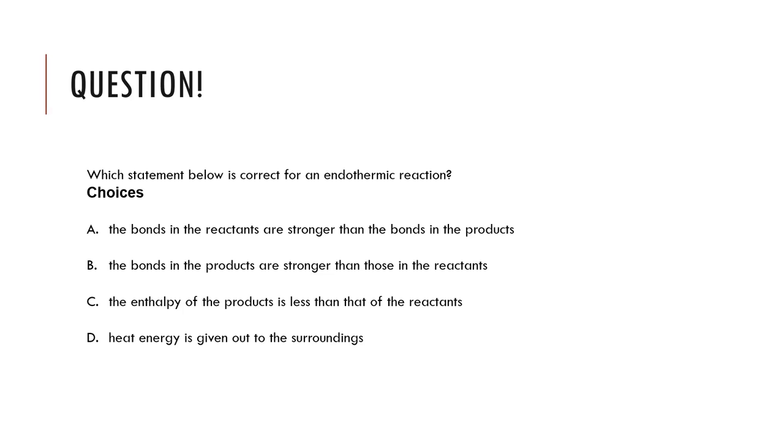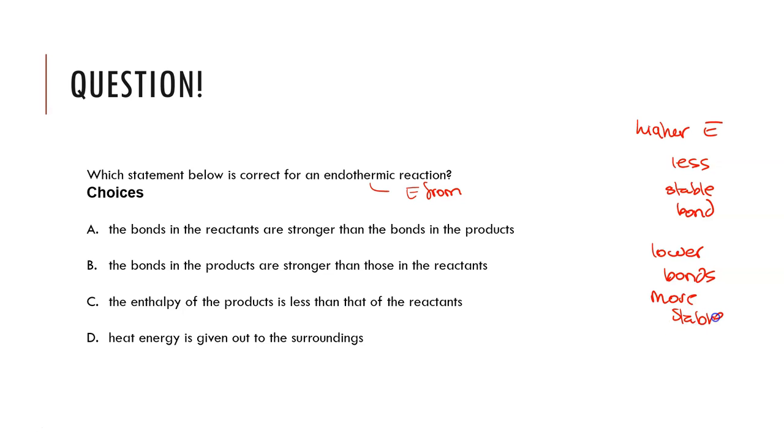So when we have a question, we're essentially going to be thinking about the energy of the system and the surroundings to answer this. Which statement below is correct for an endothermic reaction? Remembering endothermic is going to be absorbing energy from the surroundings. A higher energy is generally a less stable bond. So if it has a lower energy, the bonds are stronger, they're more stable. So in this case, the bonds in the reactants are stronger than the bonds in the products.